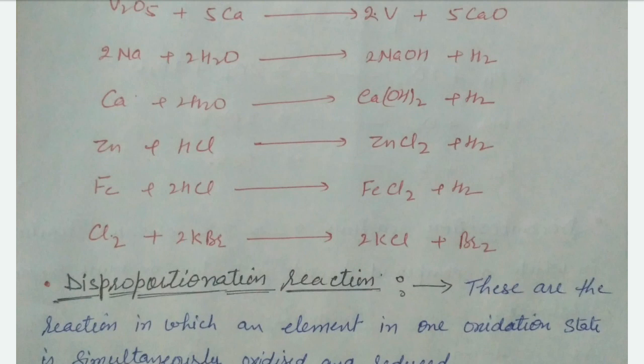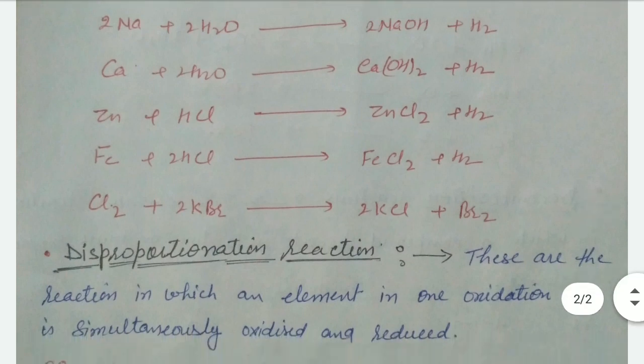Fluorine also liberates hydrogen gas to form FeCl2. Chlorine, when combined with potassium bromide to form KCl and Br, is also a displacement reaction.